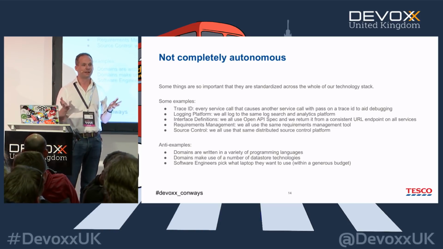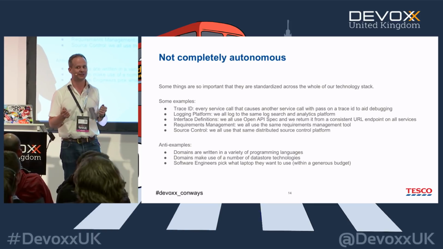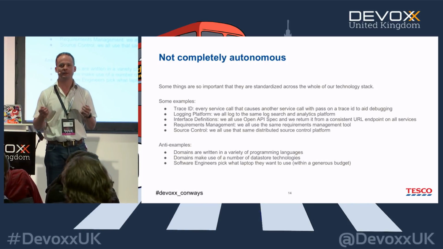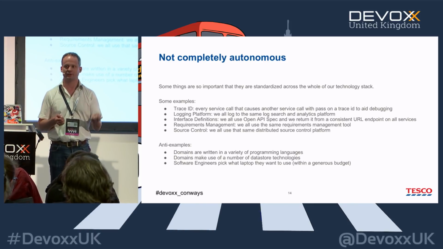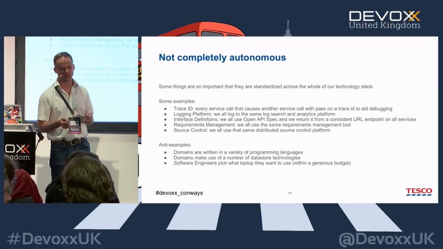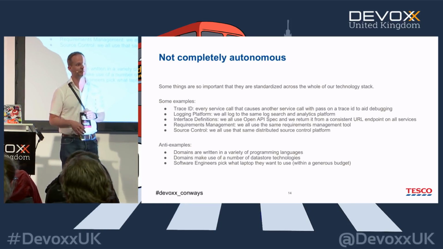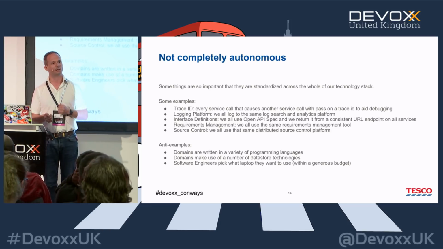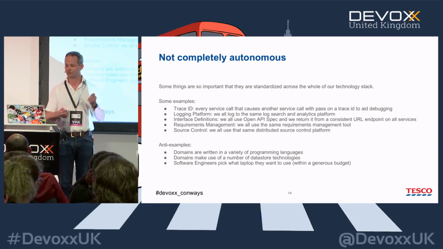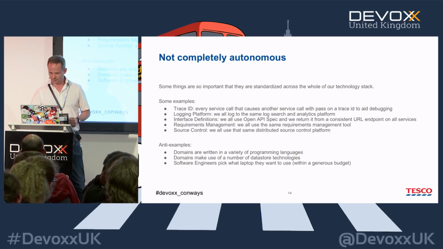Software engineers picking the laptop they want. So a lot of engineers want to use different laptops. Why force everyone to use the same brand and the same operating system when they don't need to? So what we do is we say you've got a budget. If you want a Mac, buy a Mac. If you want a Linux machine, get a Linux machine. And if you want to use Windows, do that.